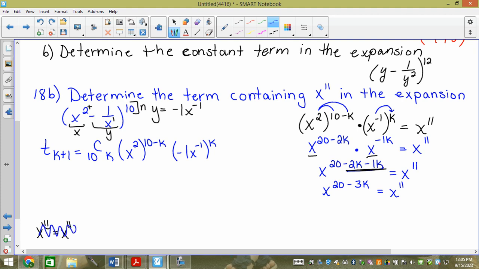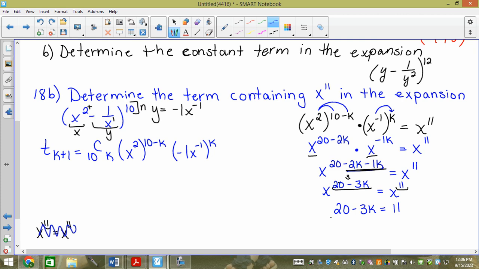So, instead of doing something more simple like that, we have this. I have x to the 20 minus 3k, pretend that's a smiley face, right? Equals x to the 11. So smiley face equals 11, right? Smiley face just happens to be 20 minus 3k. Does that make more sense why those are set equal to each other? Instead of a smiley face, I have 20 minus 3k. So 20 minus 3k will equal 11.